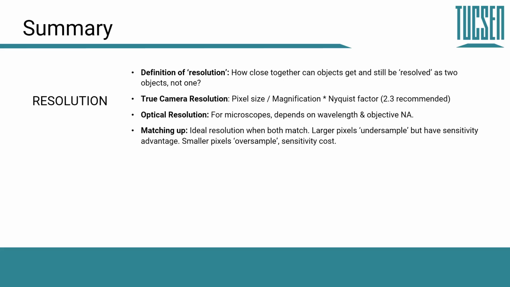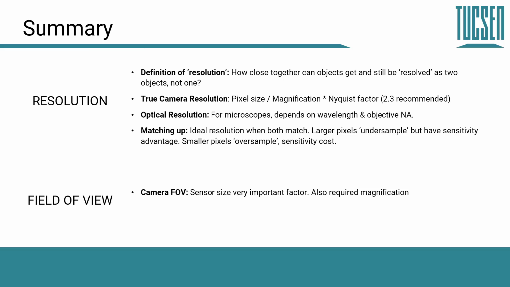And finally, we looked at this idea of matching up the resolution of our microscope or our optics to the resolution of our camera. And in an ideal case for most applications, resolution is best when both of these match. If we have larger pixels than this would ask for, then we undersample and we have sort of pixelation. But we do get a sensitivity advantage from this. Smaller pixels than our Nyquist matching would ask for oversample, and there's a sensitivity cost for this, which is rarely beneficial.